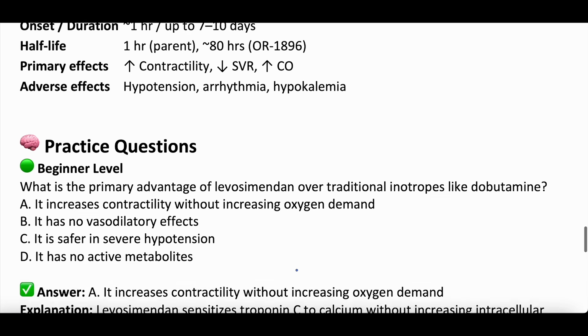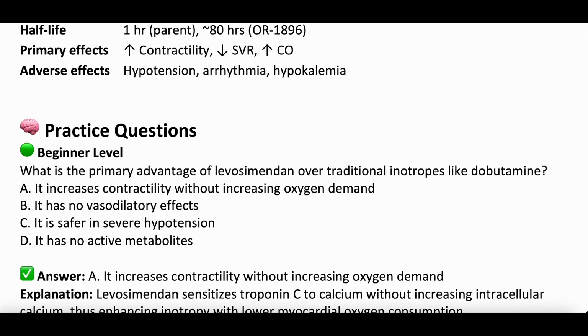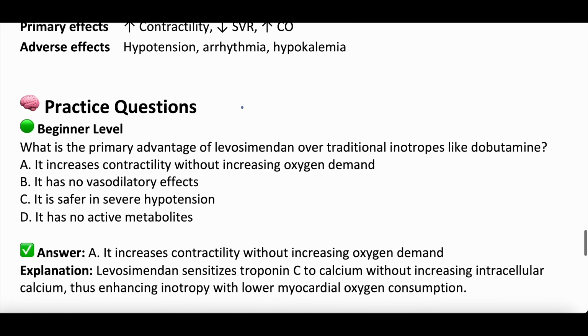The answer is A, it increases contractility without increasing oxygen demand. As we mentioned, Levosimendan sensitizes troponin C in the myocardial cells to calcium without increasing intracellular calcium amounts. Thus, it increases inotropy without increasing myocardial oxygen demand.